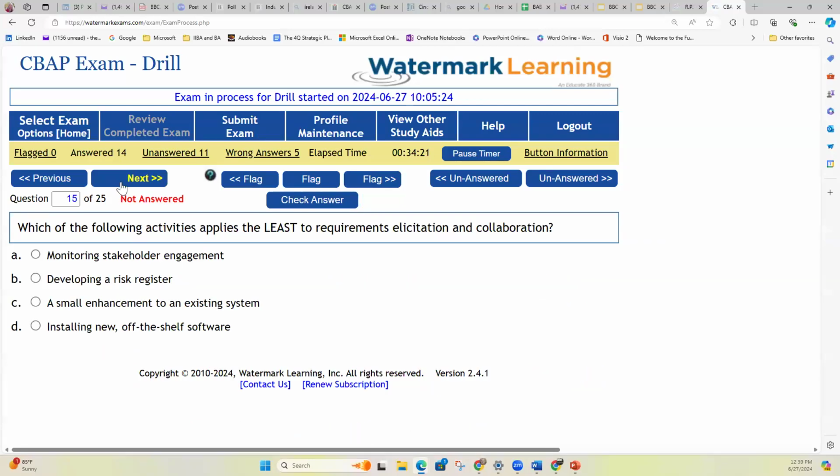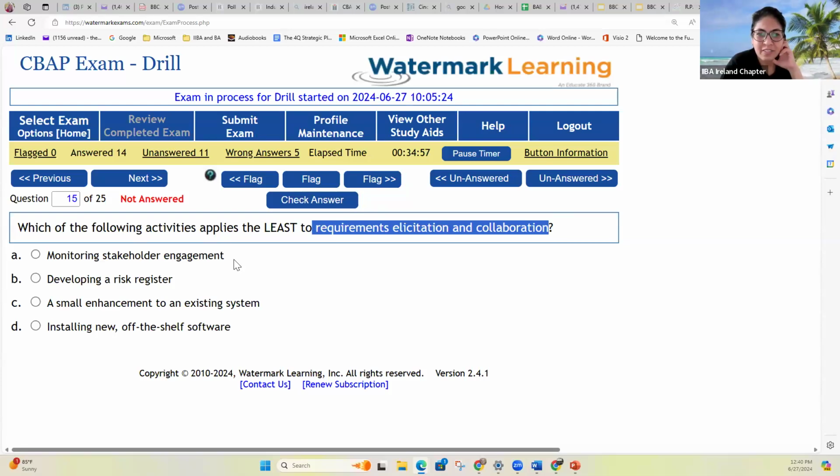Okay, which of the following activities applies the least to requirements elicitation and collaboration? Is it monitoring stakeholder engagement, developing a risk register, a small enhancement to an existing system, or installing new off-the-shelf software? So you're not going to be doing requirements elicitation and collaboration probably for, or may just do a little bit of it for these things.